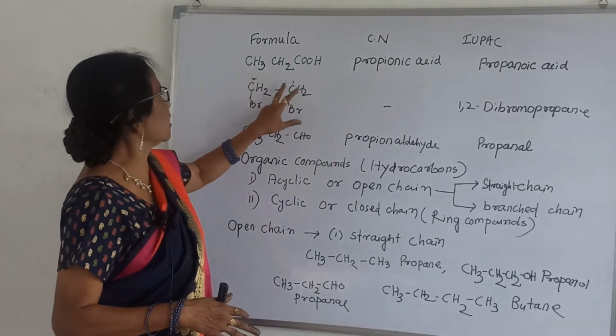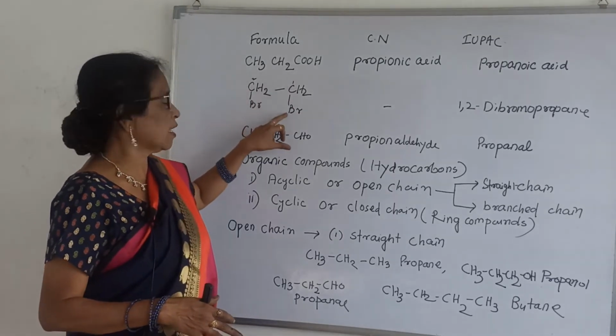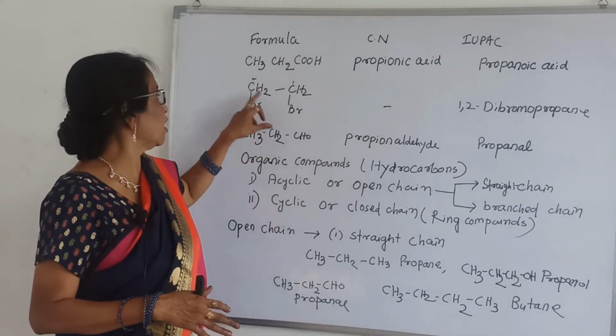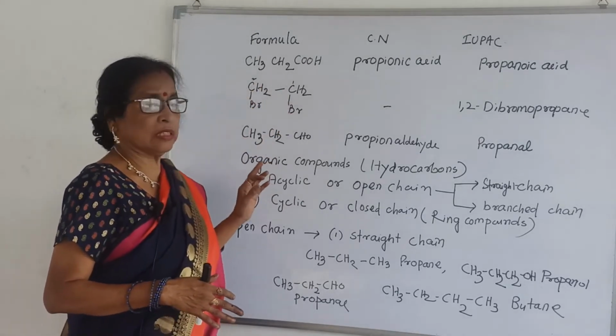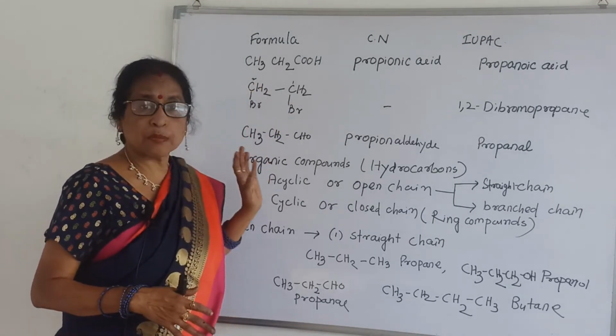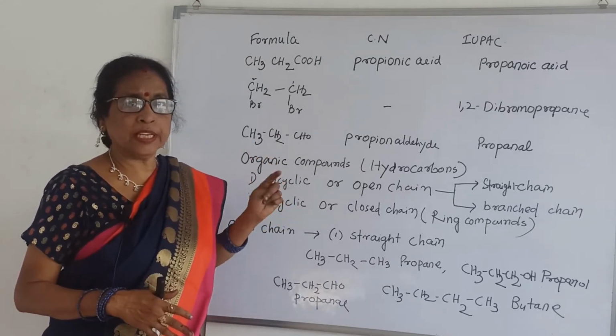Here you see this is number 1 carbon, this is number 2 carbon. Number 1 carbon has one bromine, number 2 carbon has a bromine, and total carbon is 2, which means eth. 1 means meth, 2 means eth.